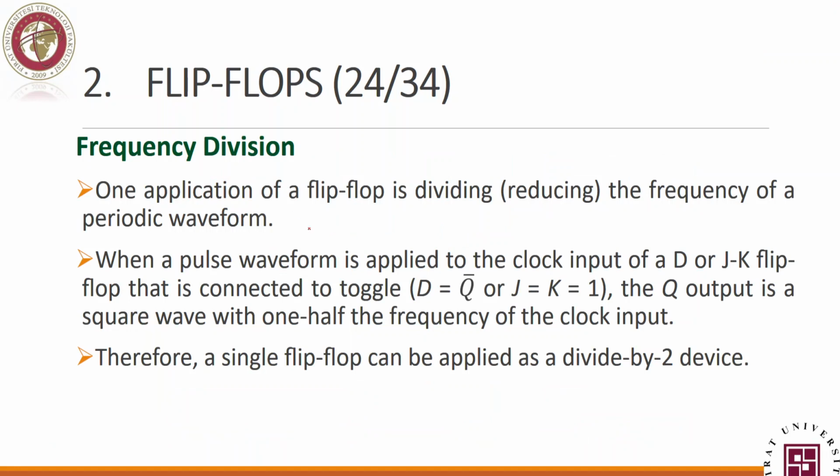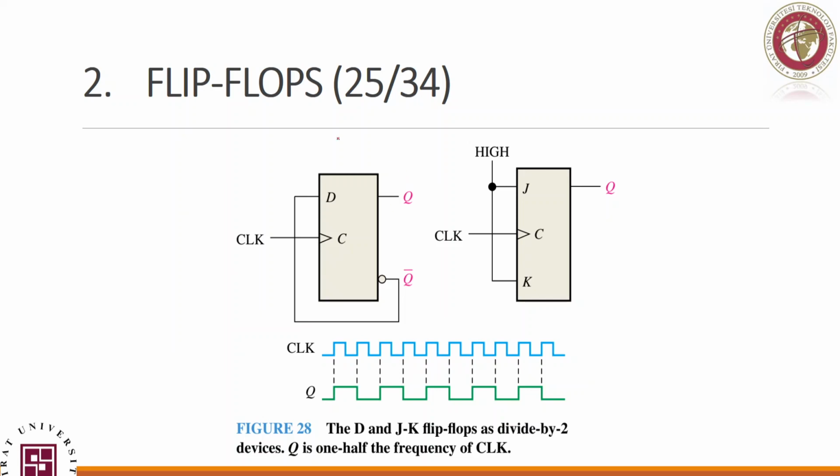In some applications, we may need to either increase or decrease the frequency. In order for us to do that, we can use flip-flops. They may reduce the frequency for us. And in reducing the frequency, we can divide it by 2 or by 4 or by whatever number that you want. And we have a common application for frequency division using JK or D flip-flop, both of them.